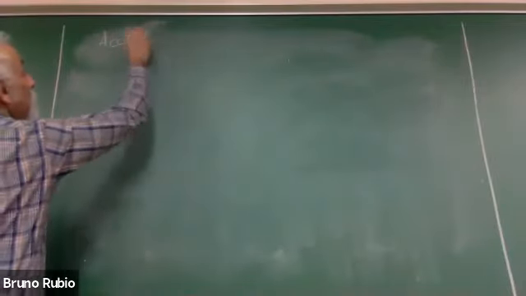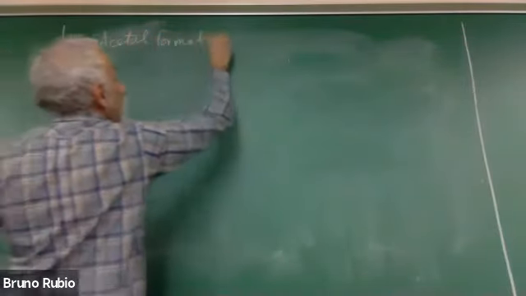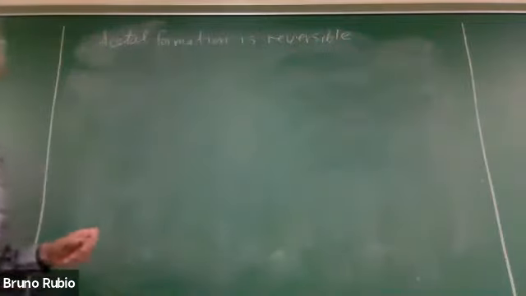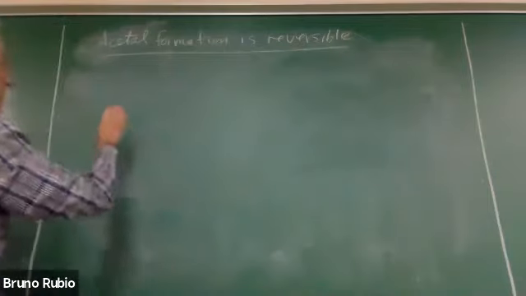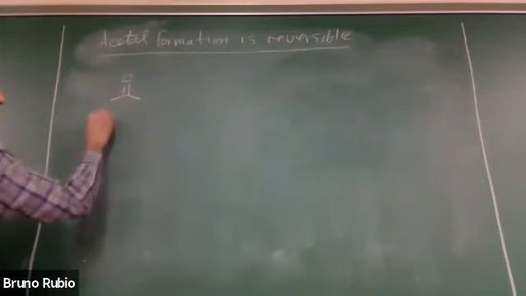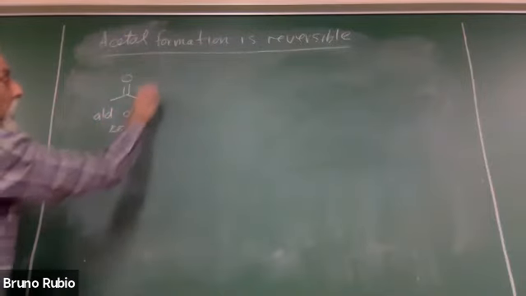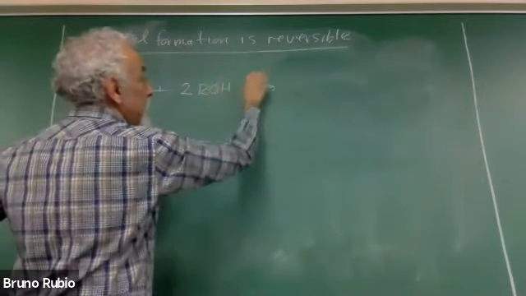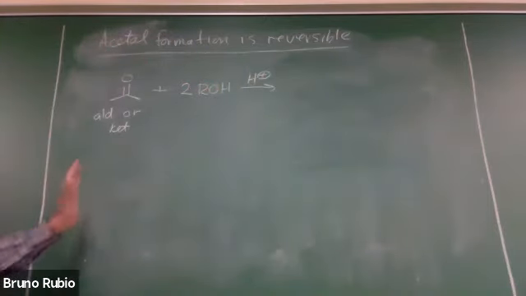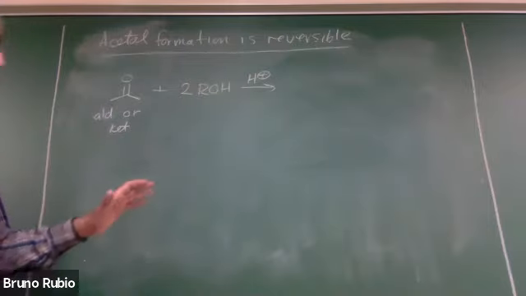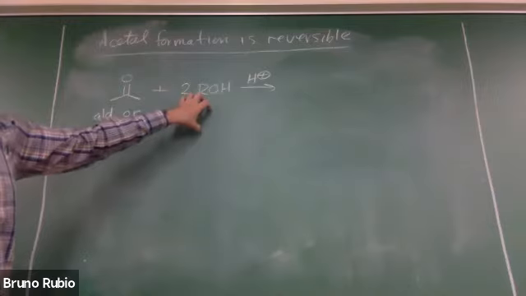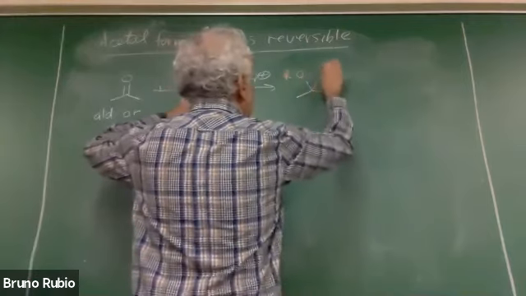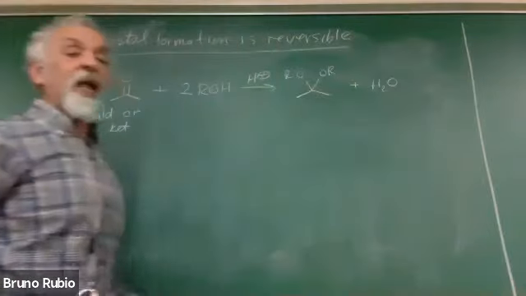Acetal formation is reversible. What that means is if we start with an aldehyde or a ketone, and react that with two equivalents of alcohol under acidic conditions, I'm not writing an equilibrium arrow here, and that's on purpose, because I want to make the point that what I'm going to get is an acetal and water. So that's acetal formation.